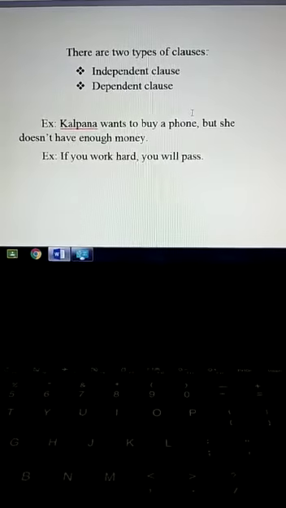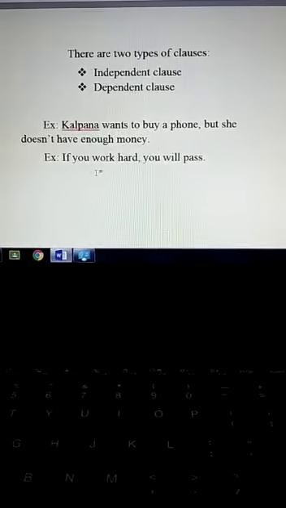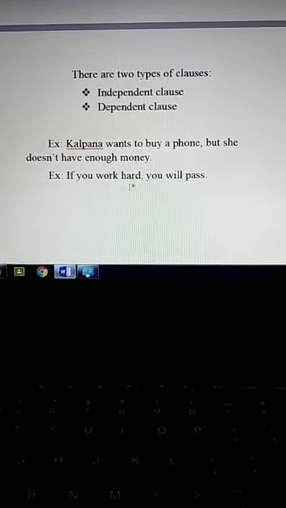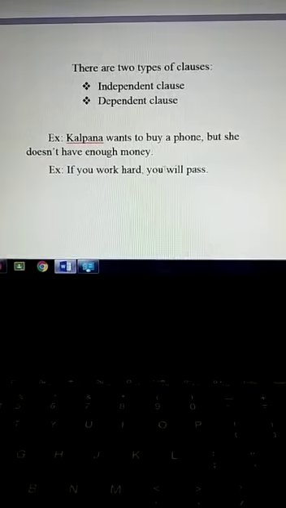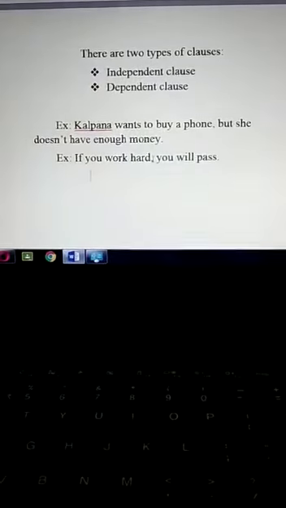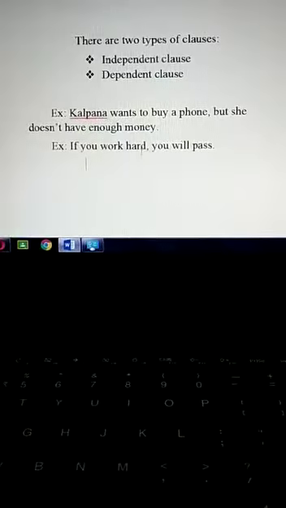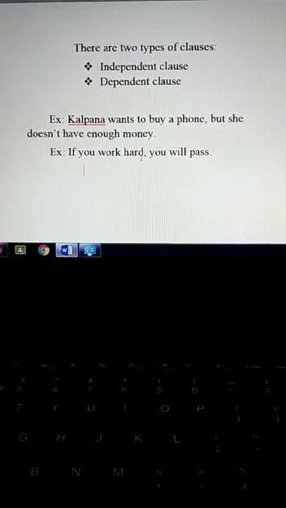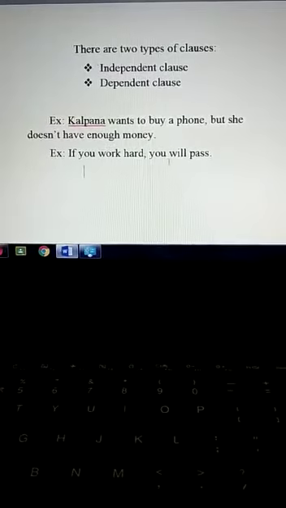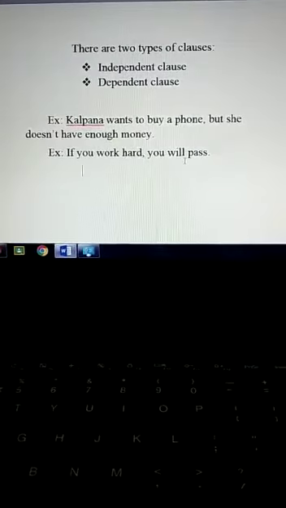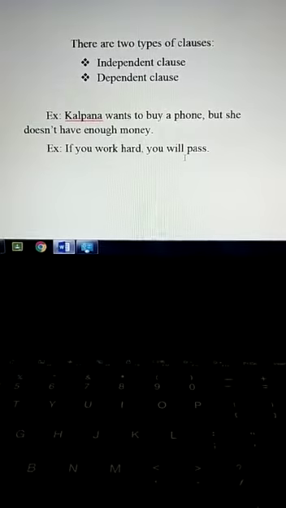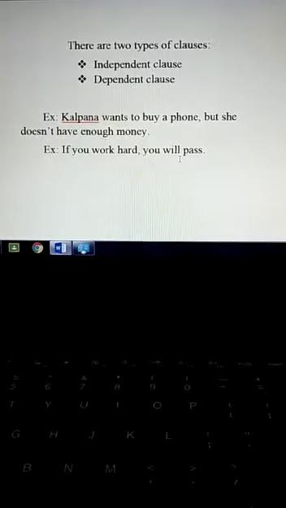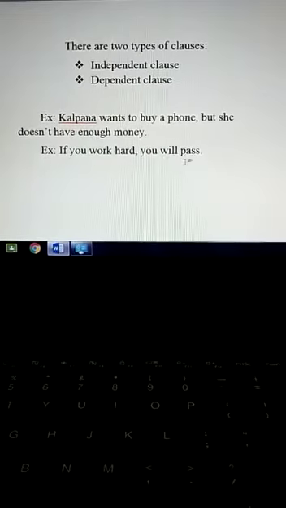You see the next example. If you work hard, you will pass. Here, if you work hard, this is an incomplete sentence. So, this is called a dependent clause. You will pass. This is an independent clause. You will pass. It's a meaningful sentence. Even if it stands alone, it gives meaning. So, this is called an independent clause.